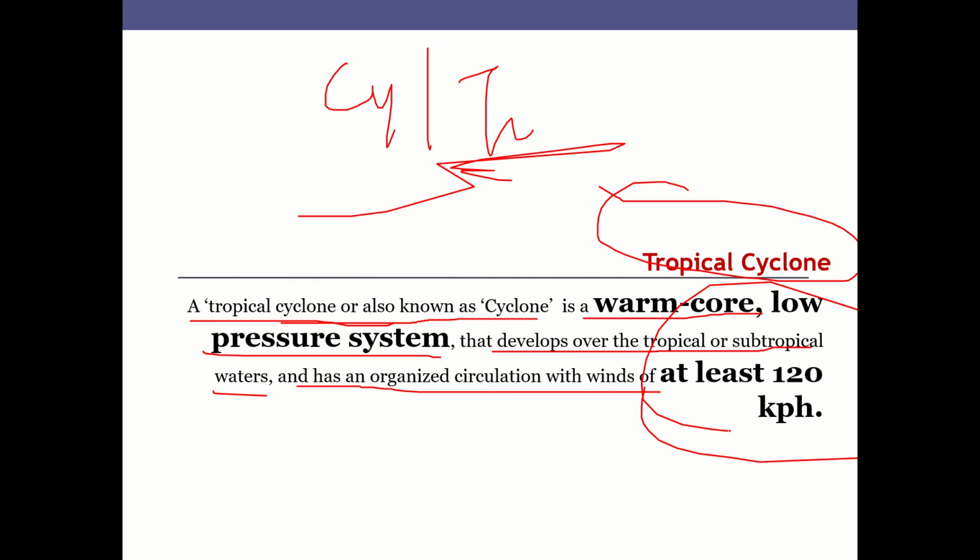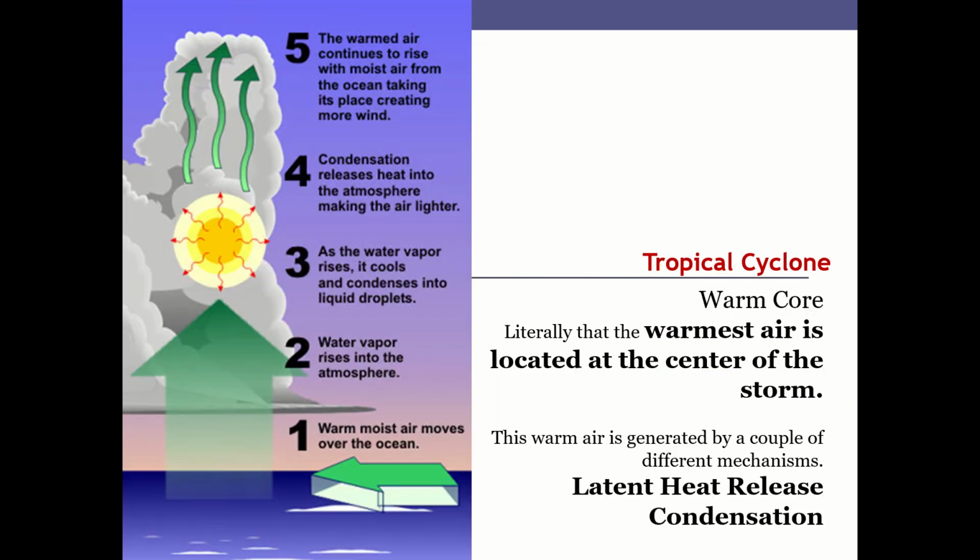Okay, so there are two or three keywords mentioned here again. Warm core low pressure system. It forms in either tropics or subtropic regions, and it will have wind speed of more than 120 kilometers per hour. So what is this warm core? Warm core literally means the warmest air is located in the center of this storm.